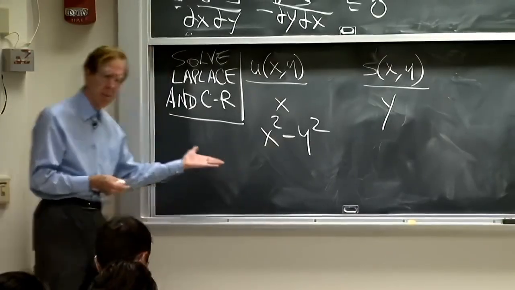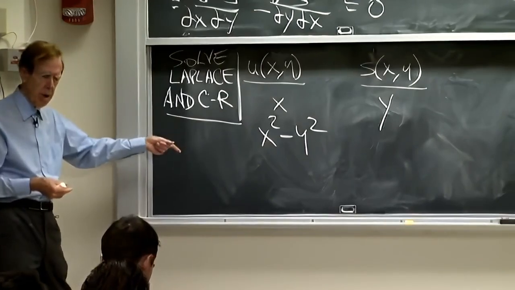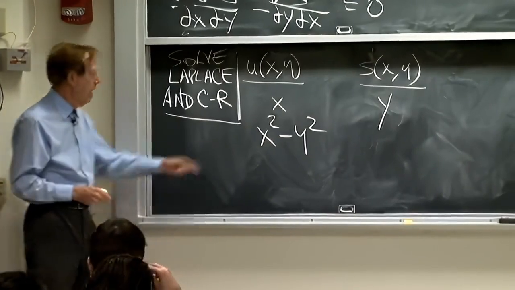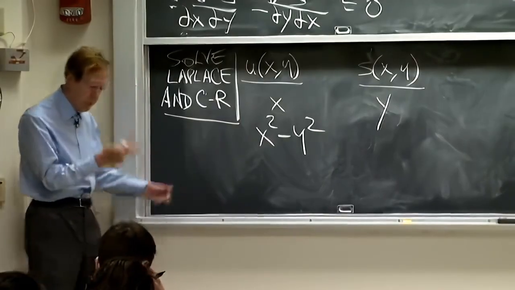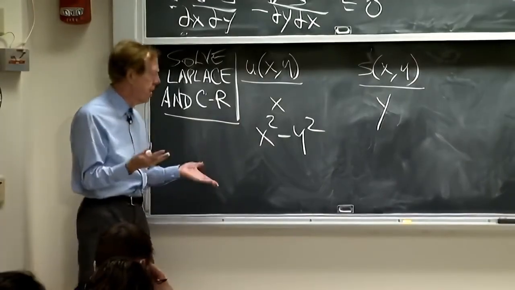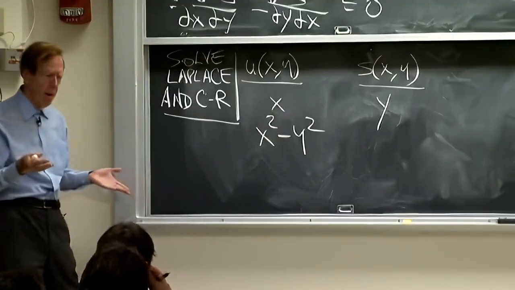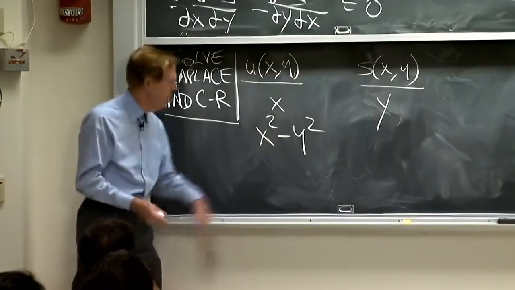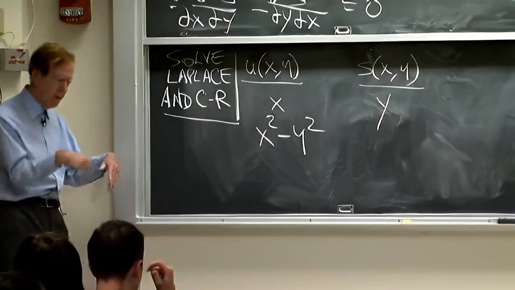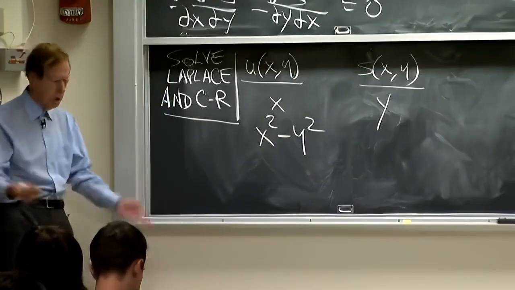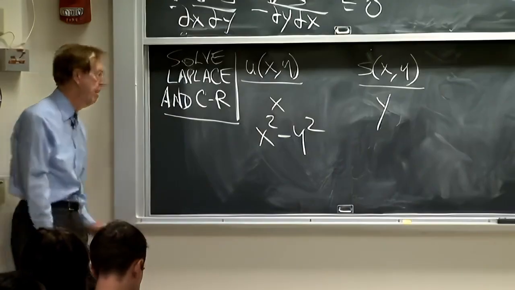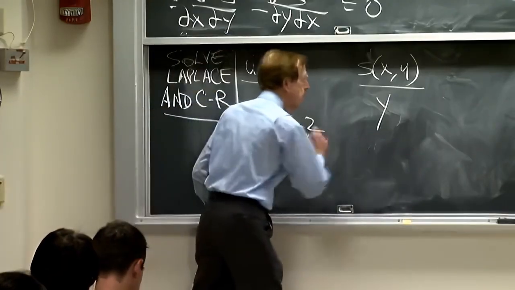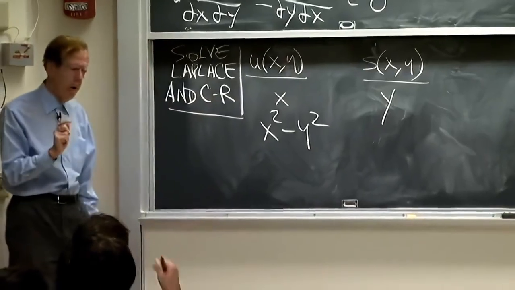What's the second x derivative of this function? 2, right? The x squared brings down a 2. What's the second y derivative? Minus 2 from this term. And then put them into Laplace's equation: 2 minus 2, correct, 0. All right. Now I'm looking for the s that goes with it, the other one in the pair.